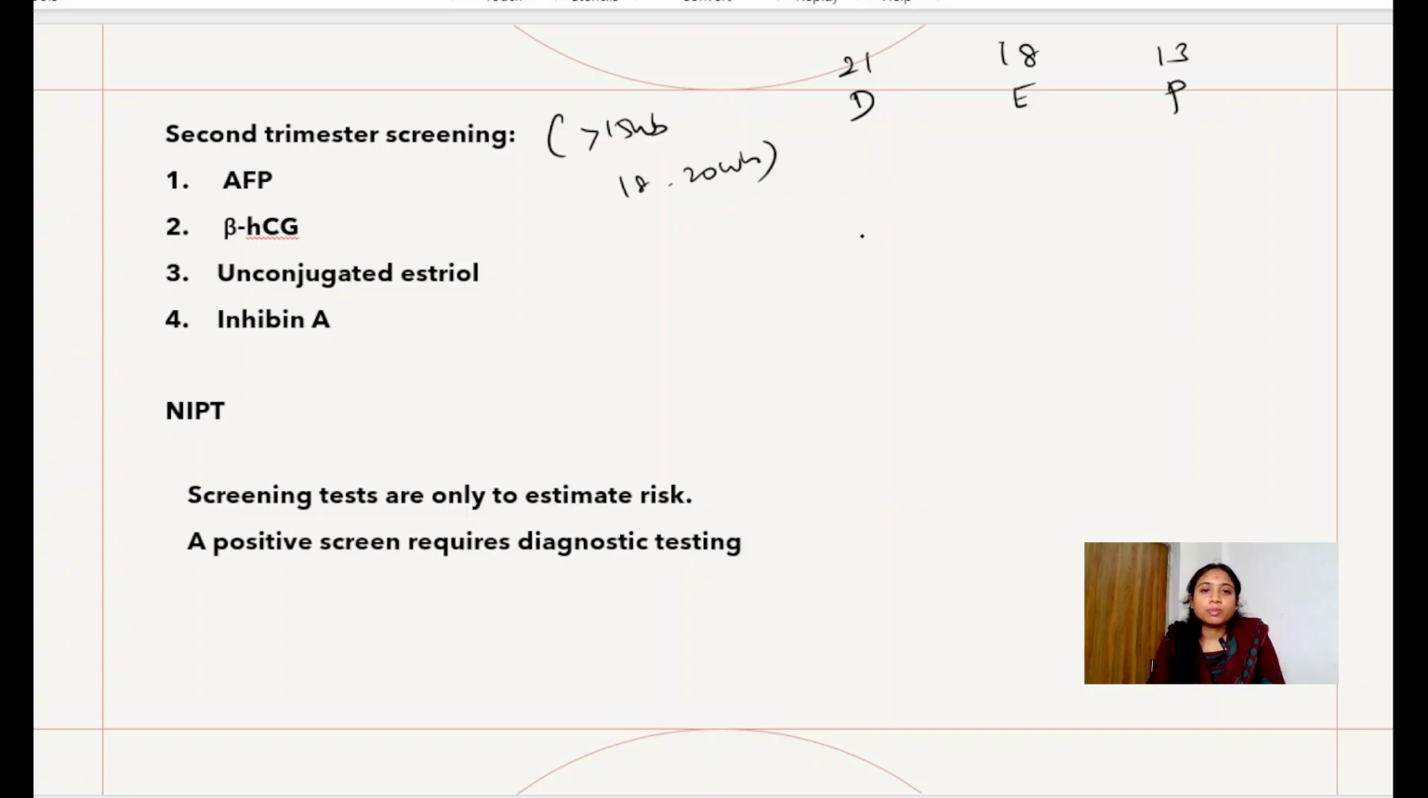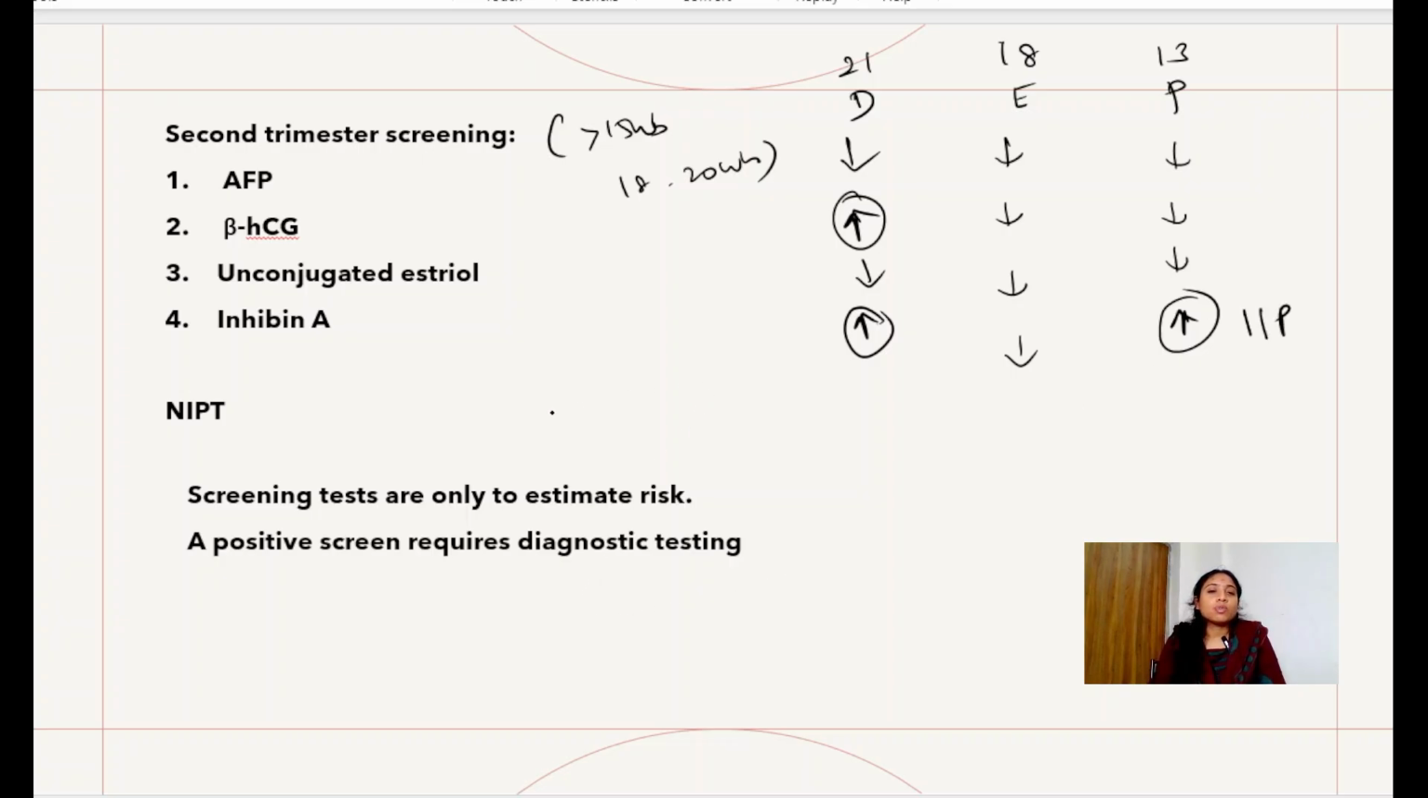In Down syndrome, as we studied, free β-hCG will be elevated and inhibin A is also elevated in the second trimester. In Patau, inhibin A alone is elevated. So just remember this. All others, alpha fetoprotein will be decreased, this will also be decreased. Everything will be decreased in Edwards, and in Patau everything will be decreased except inhibin A. Inhibin A is increased in Patau.